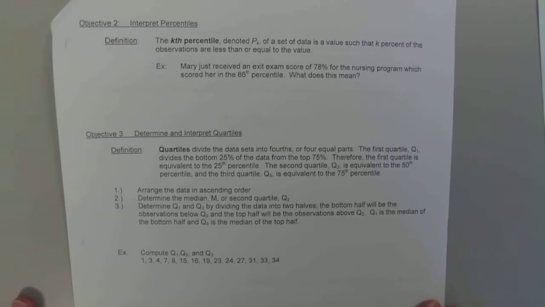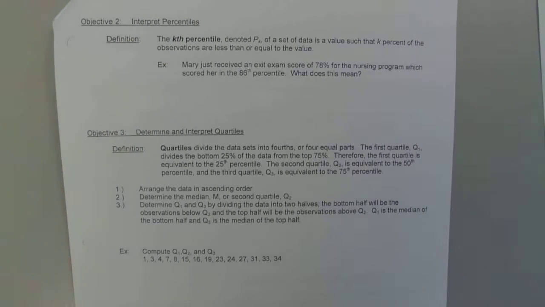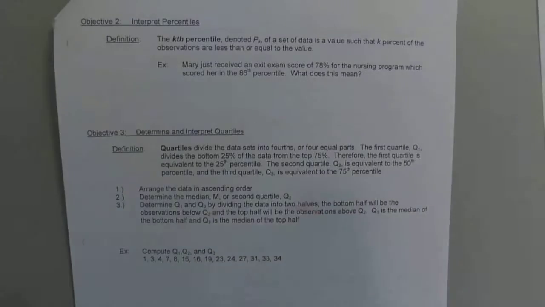Another way to measure position is percentiles. Since percentiles can be generic, they represent it with K. So like the 5th percentile, the 10th percentile, whatever it may be, is denoted P sub K. The Kth percentile of a set of data is the value such that K% of the observations are less than or equal to the value. What does that mean?